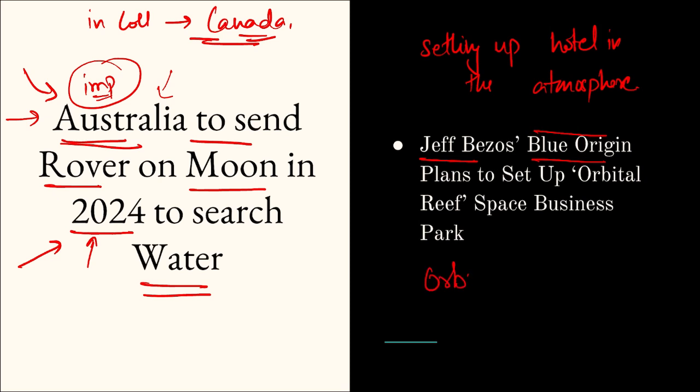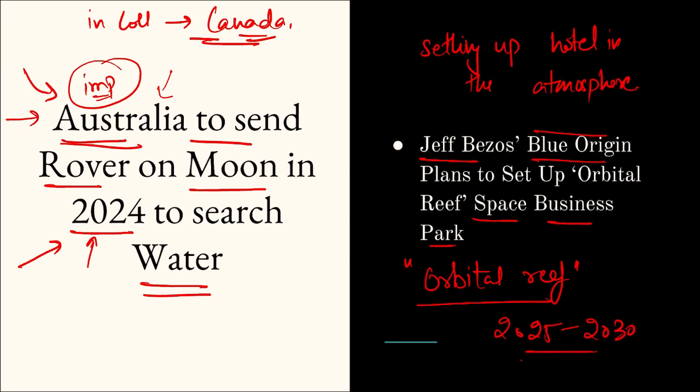Orbital Reef will be set up by which company? By Blue Origin. That will be a space business park. Very important, a commercial space station will be set up between 2025 to 2030. Orbital Reef will be set up by which organization? Blue Origin. Then if a question comes, a commercial space station will be built by which organization? It will be built by Blue Origin.